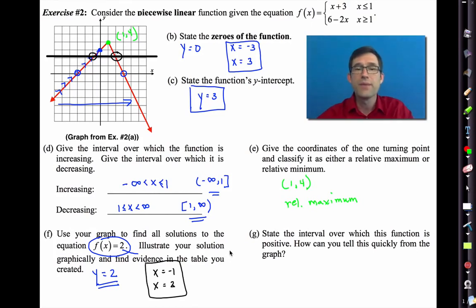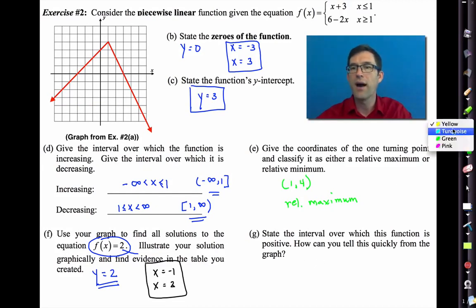Finally, letter G asks us to state the interval over which this function is positive. How can you tell this quickly from the graph? Now, I know that there's a lot drawn up on that graph right now, but I need to erase it because I need to be able to explain this important topic to you. Notice what it says: state the interval over which this function is positive. I'm going to highlight this now.